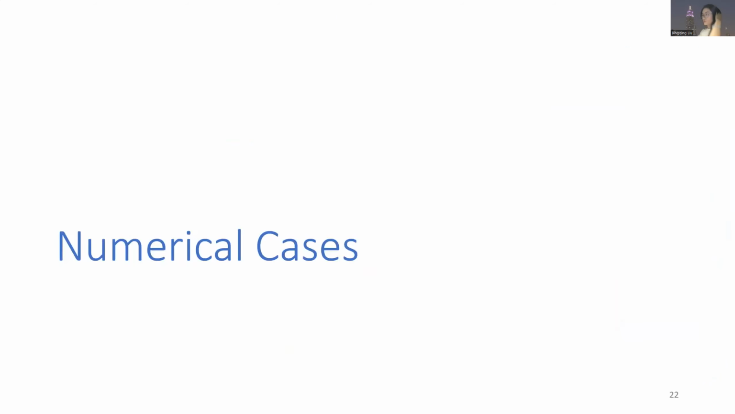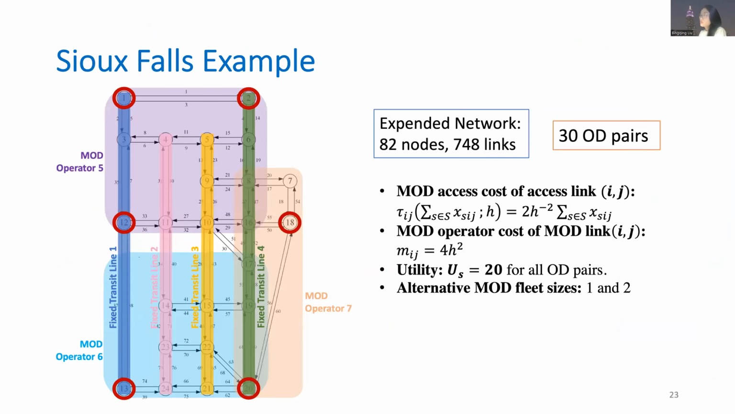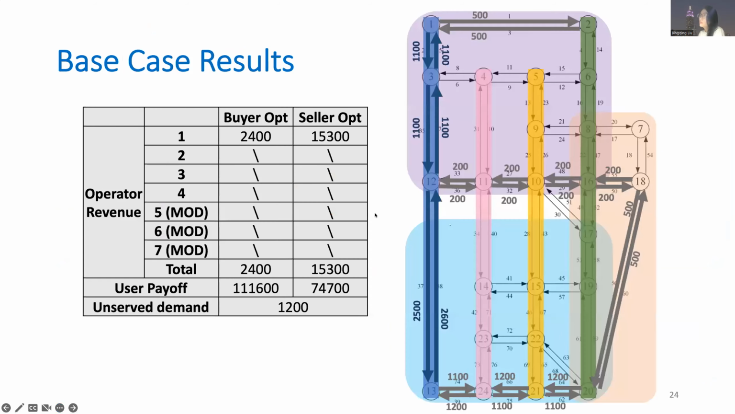So let's look at some numerical cases. First, we look at this extended two-fault network with 30 OD pairs and these assumed access link costs. For the base case, we see that there is no operation of these mobility on-demand service providers. So this means that the mobility on-demand setting is kind of expensive in this case.